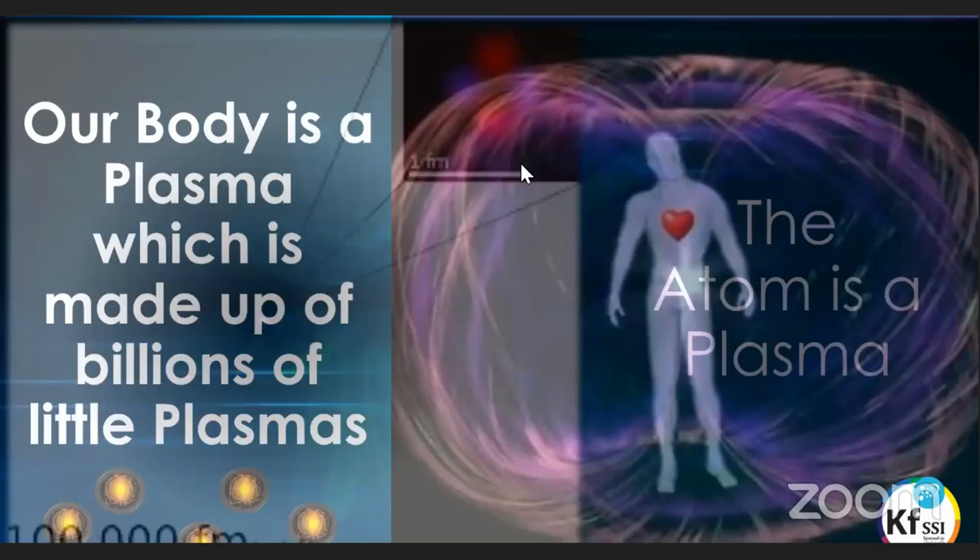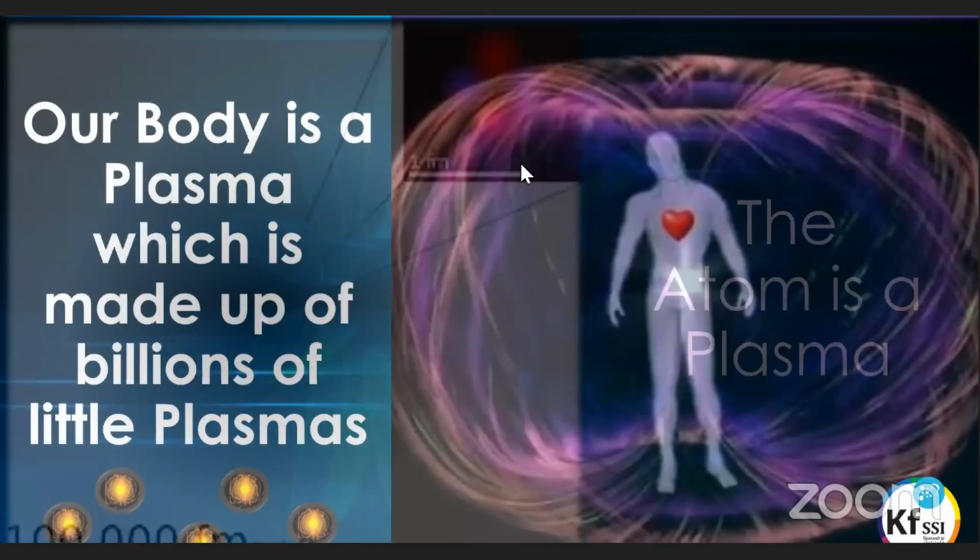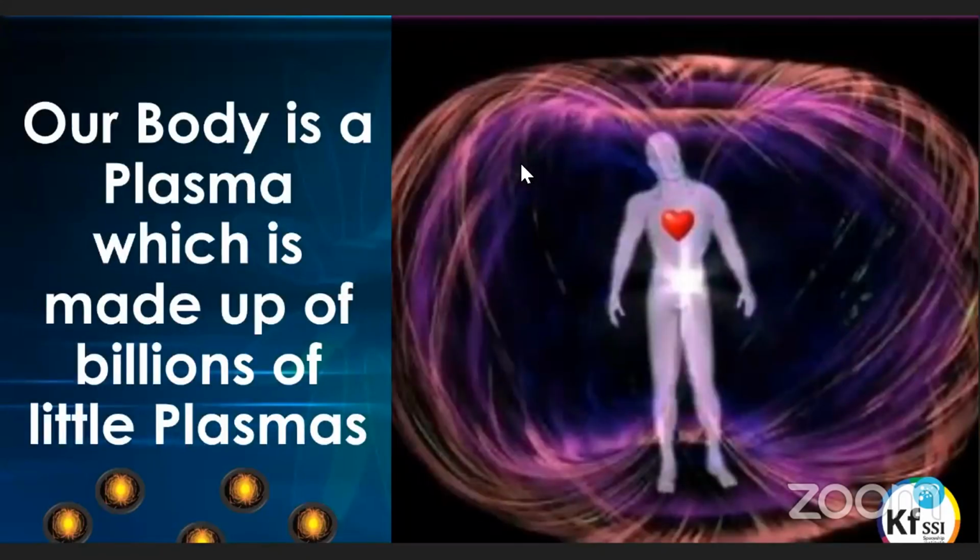And we learned last week that our body is also a plasma, which is made up of billions of little plasmas. So all our little cells, which make up our organs, they are all an interaction of fields creating different parts of the body, different parts of the organ, and in total creating a plasma of us.